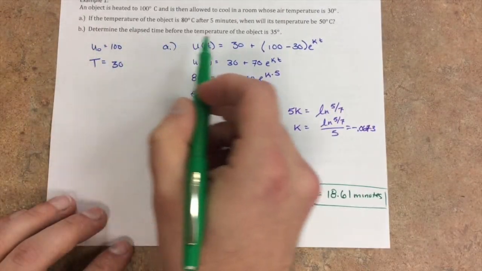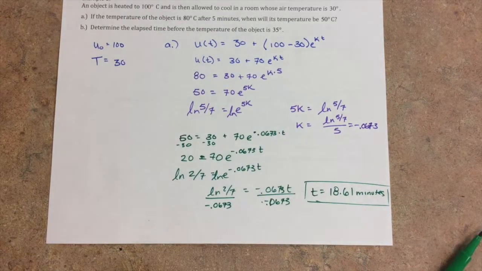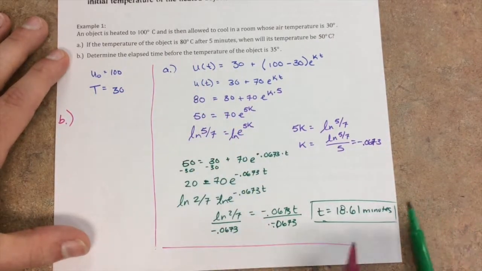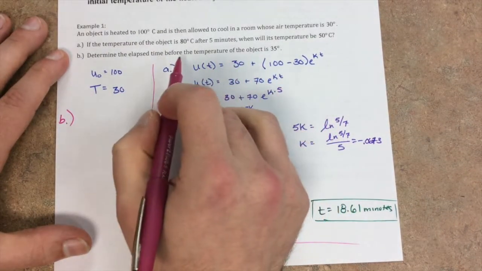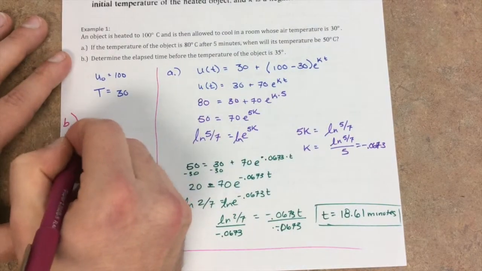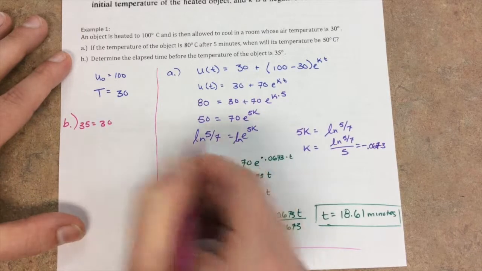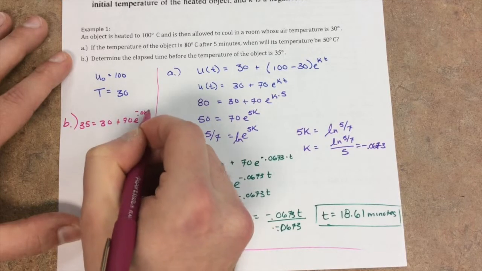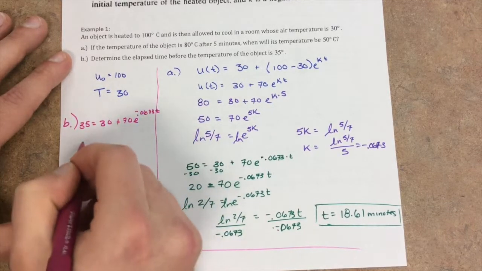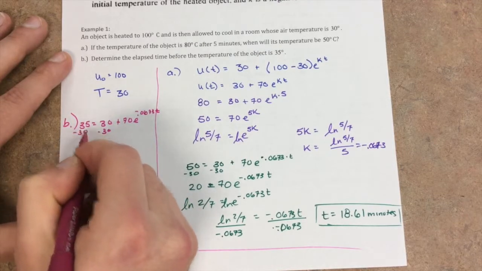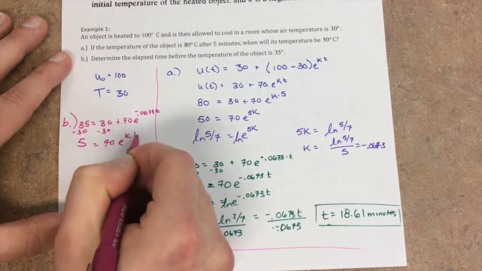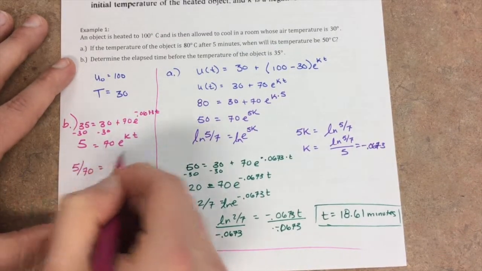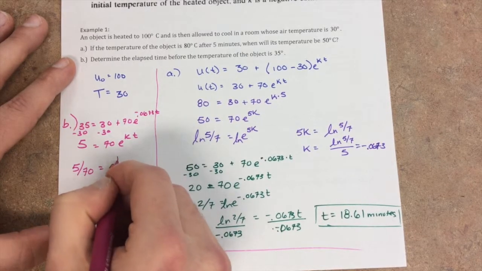Likewise, it says determine the elapsed time before the temperature of the object is 35 degrees. Okay, so I'm going to do this in purple, B, and sorry that I took all this room for A. I want to know when the temperature of the object is 35 degrees. So 35 equals 30 plus 70 e to the negative 0.0673 t. So this is 5, subtract 30, equals 70 e to the kt, just so I can save my sanity.